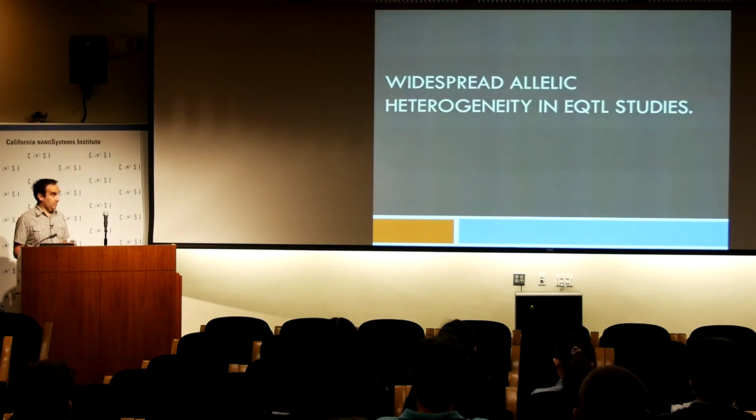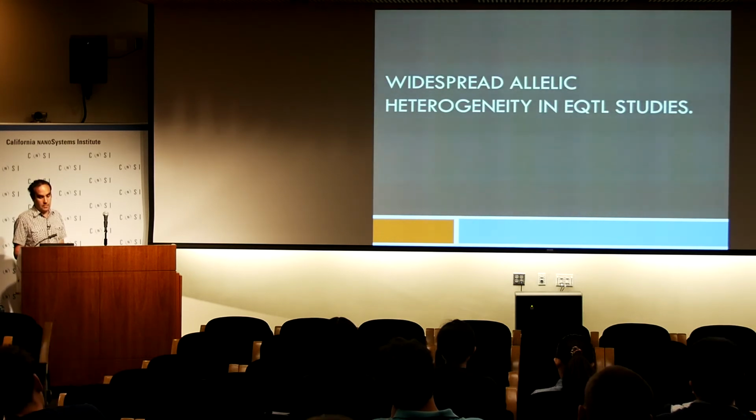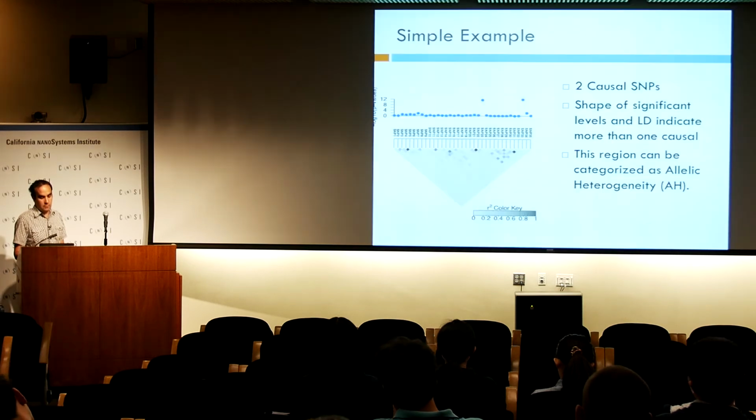That result actually got us looking into another question, which could be an explanation of why we see this, which is looking for allelic heterogeneity. And so what do I mean by allelic heterogeneity? It's when you have more than one variant that's causal in the gene. So here's an example.